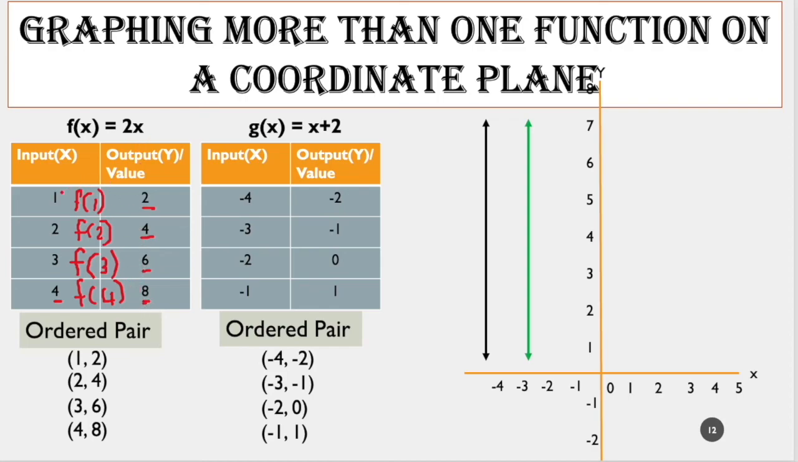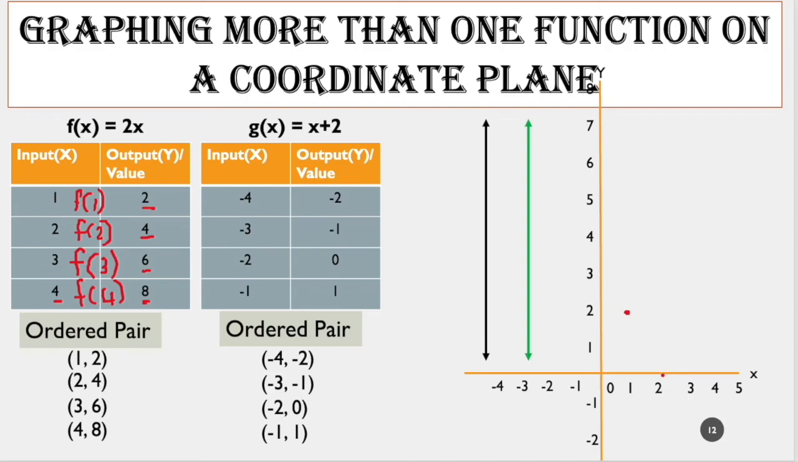So if we write this as an ordered pair, we get 1, 2 will be our first ordered pair. And second one would be 2, 4. Third one would be 3, 6. And the fourth one would be 4 and 8. Now let's plot that on our coordinate plane right here. So our first ordered pair: when x is 1, what is the value of y? It is 2, which would be right here.